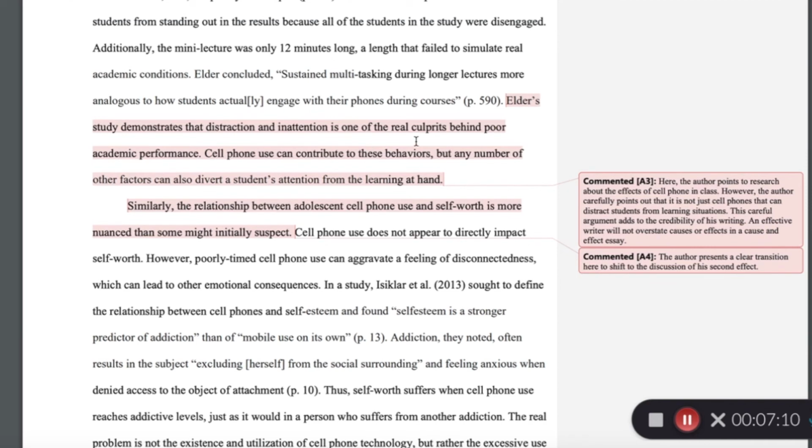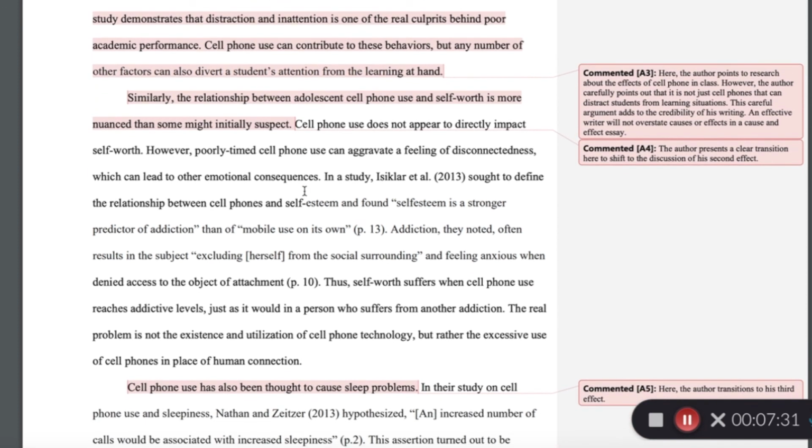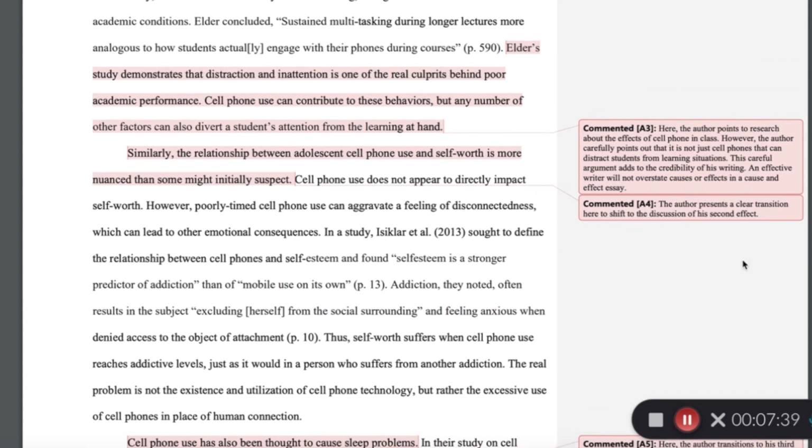Okay, so now the author here is going to transition to the second effect, right? So the first effect was talking about the effects of cell phone use in the classroom. And now this one is going to be related to self-worth. Okay, notice how this is a nice transition phrase here, similarly. So it's related to the one that was above. So this is what they say over here. The author presents a clear transition here to shift to the discussion of his second effect.